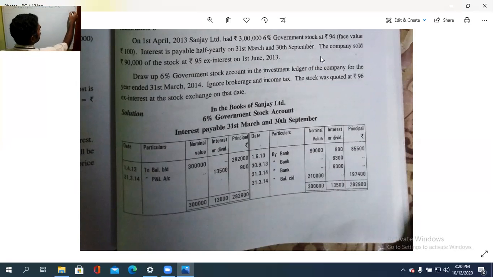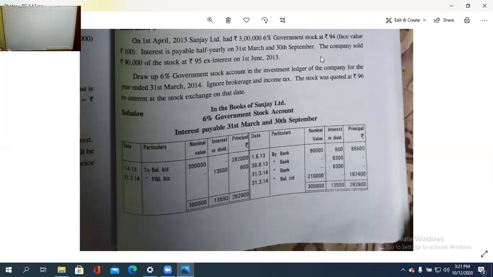So this is the principal value, this is interest, this is nominal value. Then this is particulars, this is date. Then again here the same: date, particulars, nominal value, interest, and principal value. So debit side, credit side.